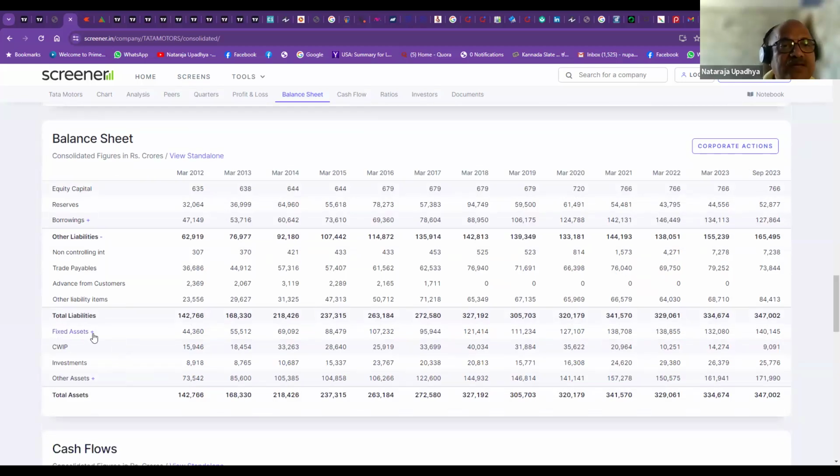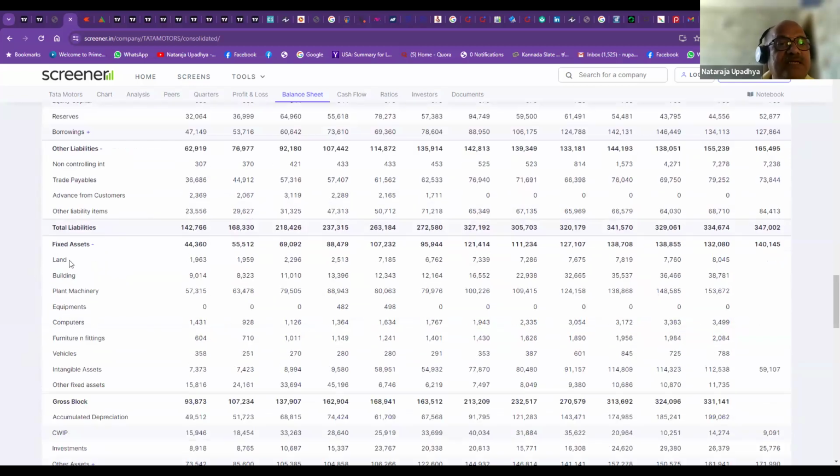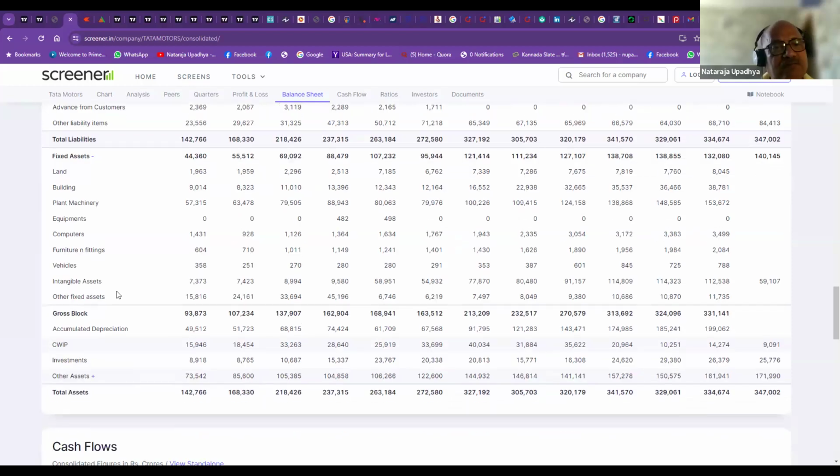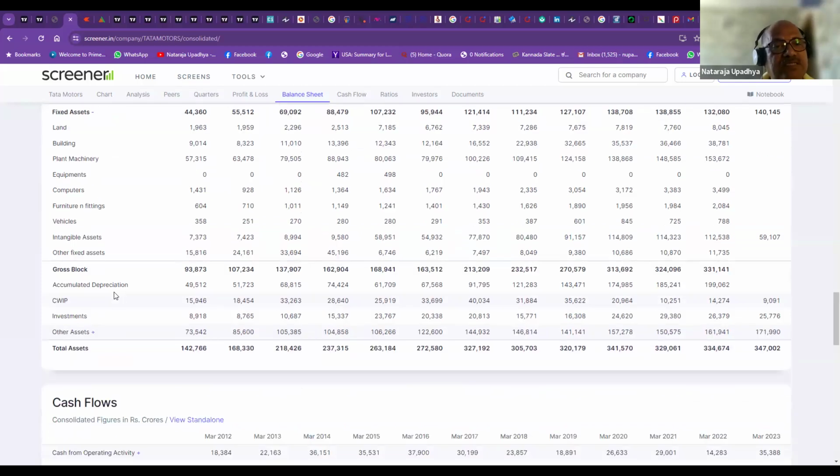Okay. For example, fixed assets. If the company's fixed assets are going up, it's an indication that investment is happening. Investment is happening in terms of land, building, plant machinery, equipment, computers, furniture, vehicles, intangibles, other fixed assets. In the underlying accounting in the background, there will be some depreciation also. Okay, so these are all assets and liabilities. I am skipping the details for now. If necessary, we will come back with discussions here.